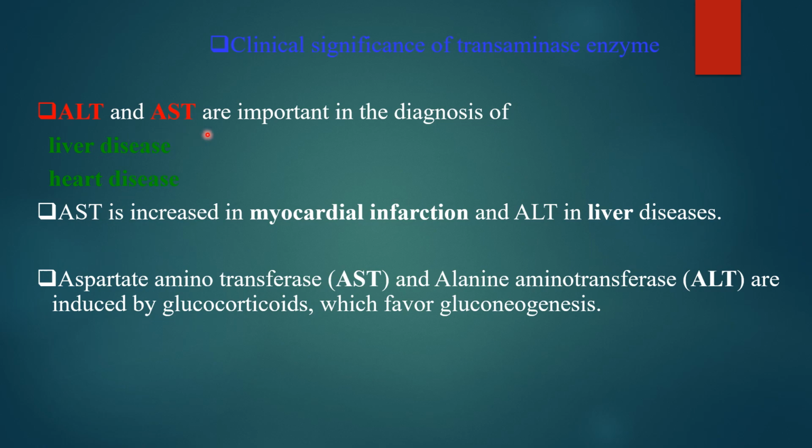Now let's talk about the clinically important transaminases. These are ALT and AST. ALT stands for alanine transaminase, and AST is aspartate transaminase. So these enzymes are clinically important in various liver and heart diseases. AST is increased in myocardial infarction, and ALT exclusively in liver diseases. And aspartate transaminase and alanine aminotransferase are induced by glucocorticoid, which favors gluconeogenesis.